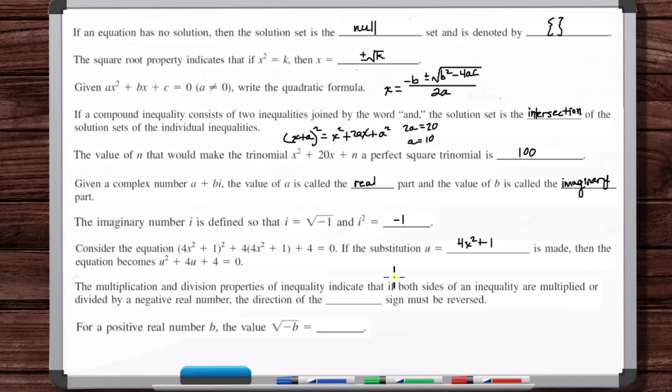The multiplication and division properties of inequality indicate that if both sides of an inequality are multiplied or divided by a negative real number, the direction of the inequality sign reverses.